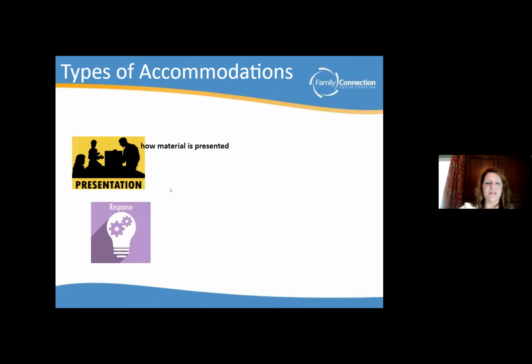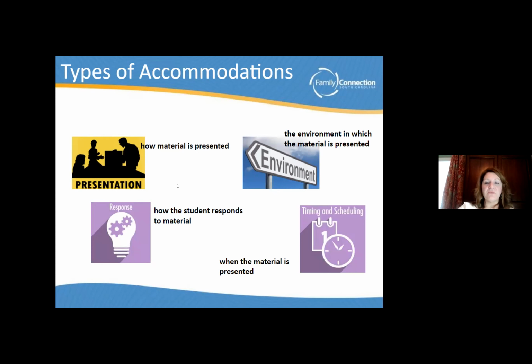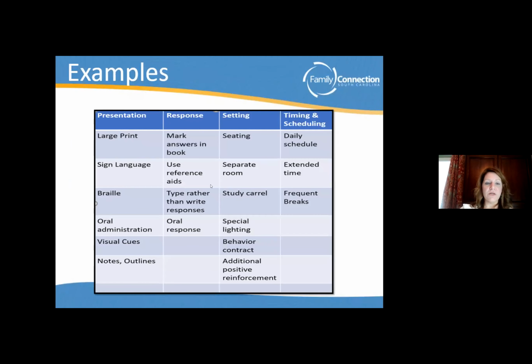So some types of accommodations as we go through this presentation today. Presentation, that's how material is presented. Response, that's how the student responds to material. The environment is where the material is presented. And then timing and scheduling is when the material is actually presented. So here are some examples as we go across the top of this table: the presentation, the response, the setting, and the timing and scheduling.